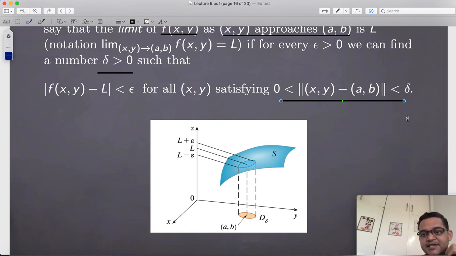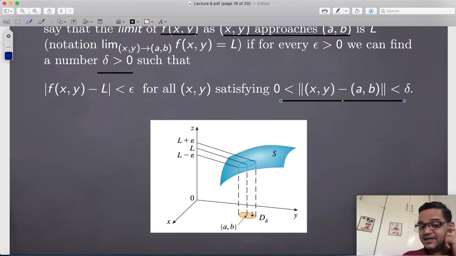You also notice that once this holds for a given delta, the same thing will also hold for a smaller delta, correct? Because that will be a subset of this delta neighborhood. This delta neighborhood is nothing but this disk with possibly the center removed. So this limit is basically that as I approach the point (a, b), the value of the function is approaching L.